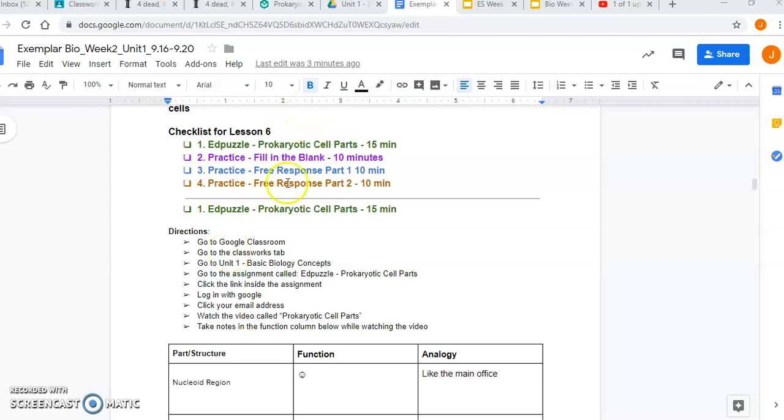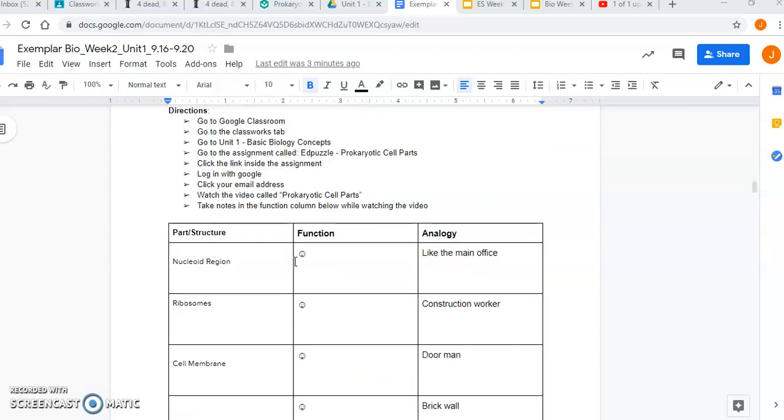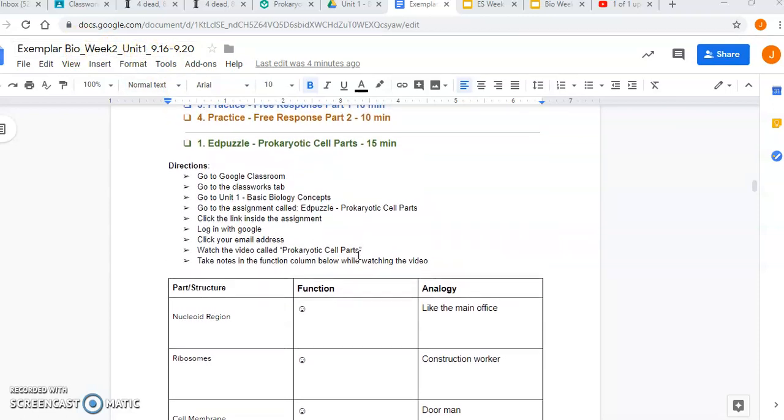Well, hello. So today we're going to be going over prokaryotic cell parts. We are on lesson 6. This is prokaryotic cells day 2. So we're going to be going over the parts. Make sure that as I am talking and writing, that means that you are also typing. You should have your bio week 2 document up, and you should be at the pace that I am.